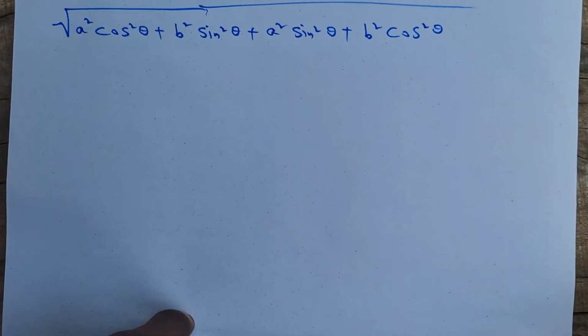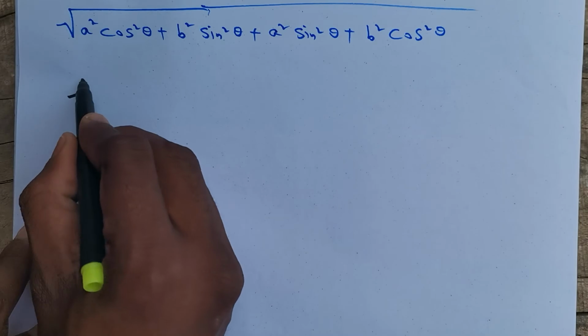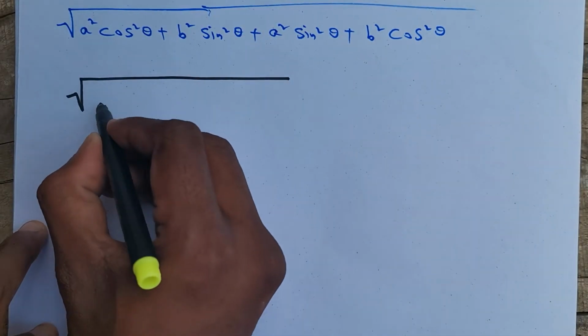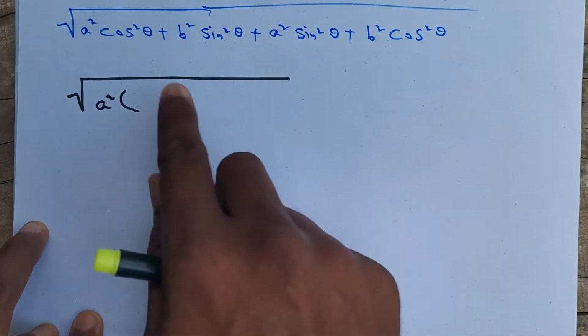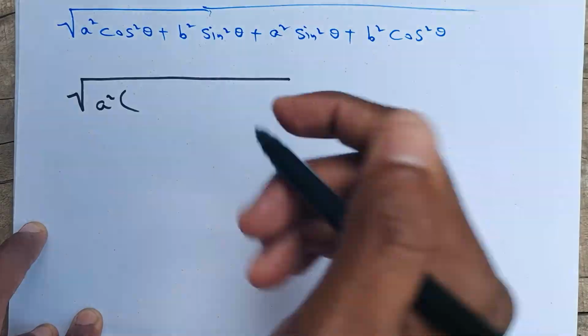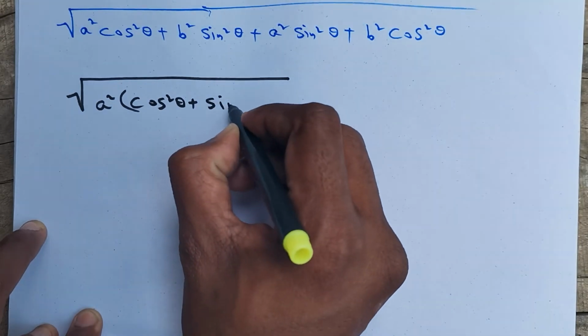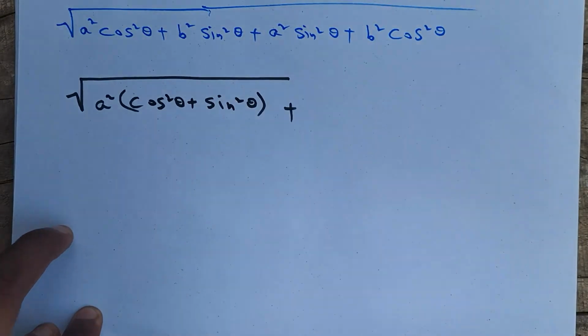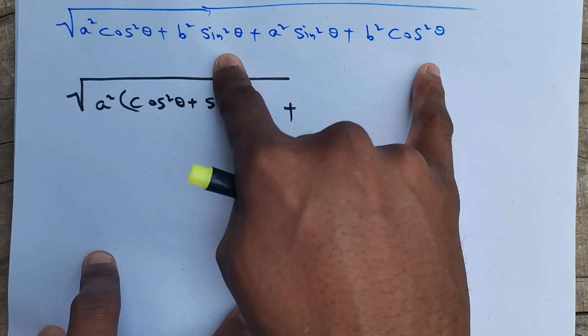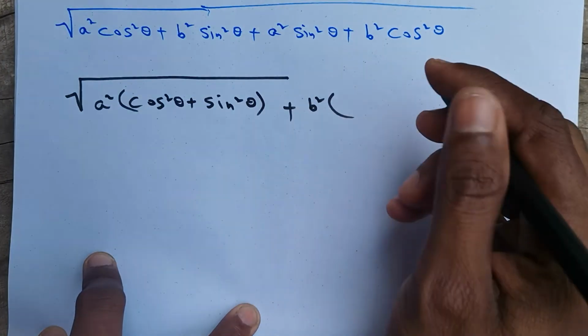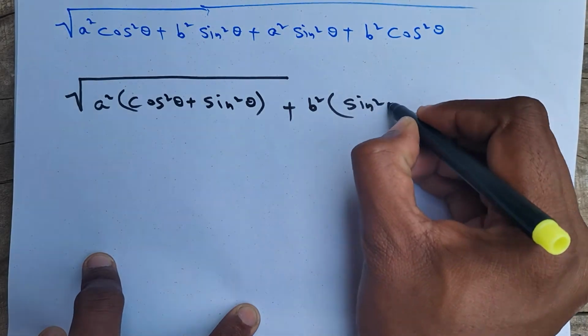Okay, so if we take out common, under root, from the first term and third term I am taking a square common. So what will remain then? Cos square theta plus sin square theta, plus, from the second term and fourth term I am taking b square common. Then here sin square theta, here cos square theta. So sin square theta plus cos square theta.